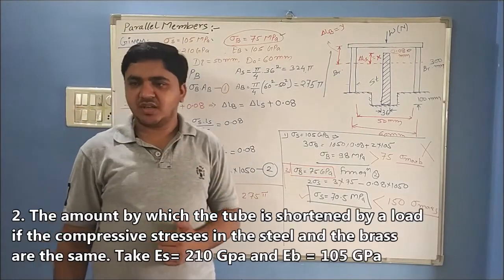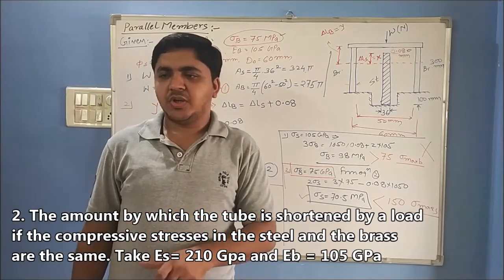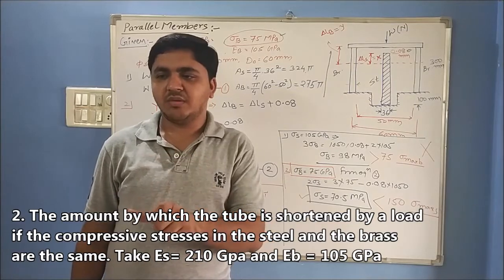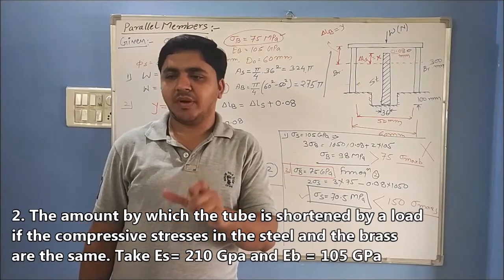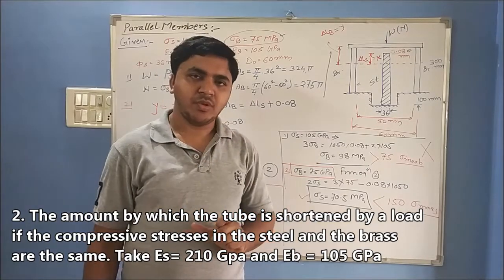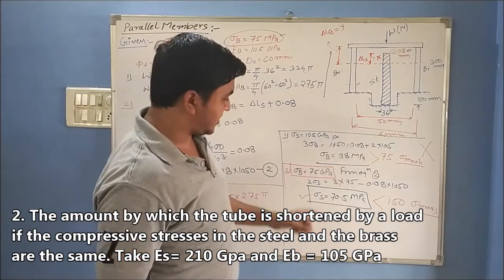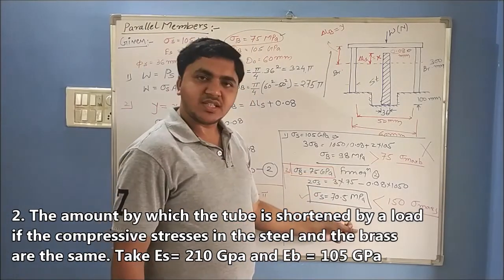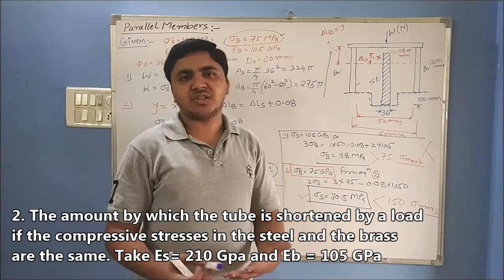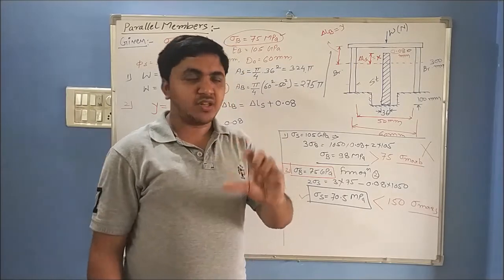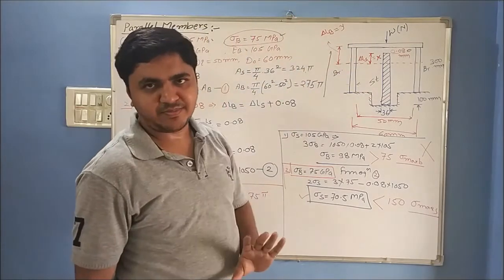So part B was there. They asked the amount by which the tube is shortened by the load if the compressive stress in steel and brass are same. Okay. So now compressive stress in steel and brass are same, for same stress. This was for 75 and 70 MPa stress. What is the total amount of compression in the tube? Means what you are supposed to find out, this value of Y.